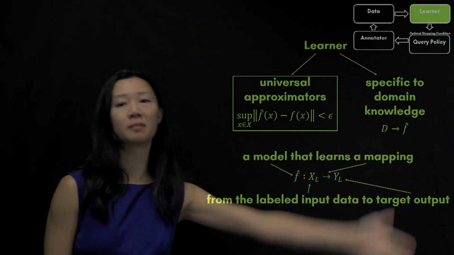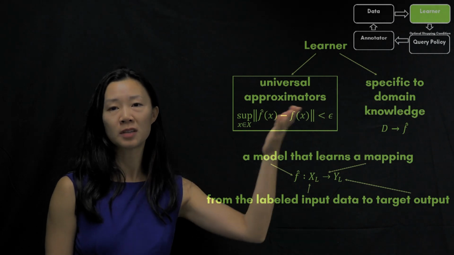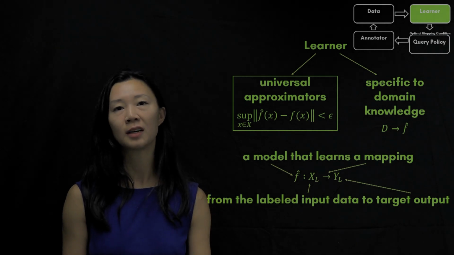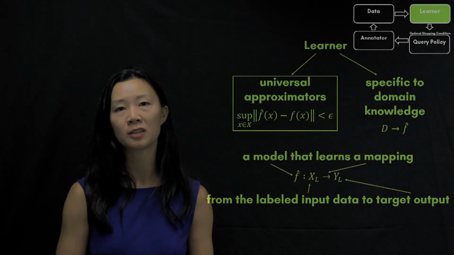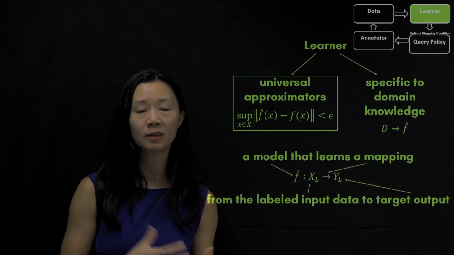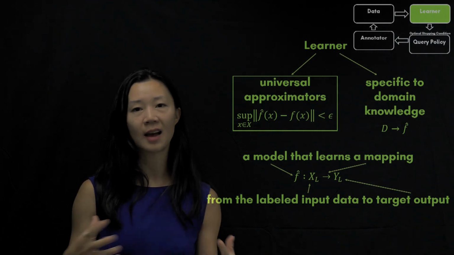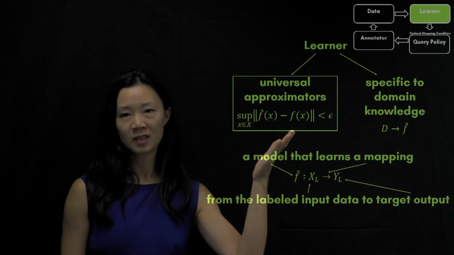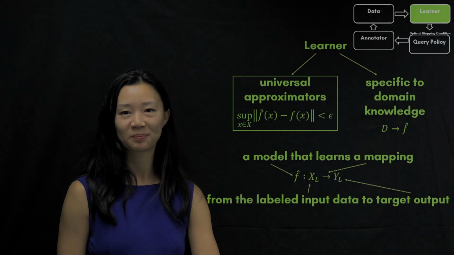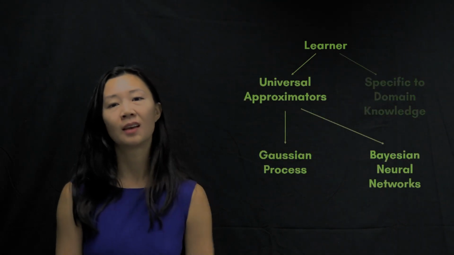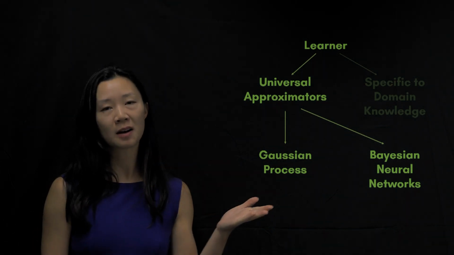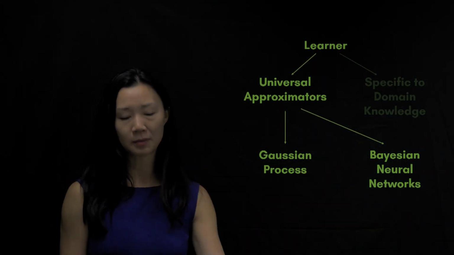You can, of course, choose something that is domain specific where you're using your data to inform an F-hat or a function approximation, such as if you have a physics equation like Navier-Stokes, and all you're trying to do is tune the parameters that populate your Navier-Stokes equation. That is totally fine too. But for this case, we are going to use models that are as data agnostic as possible. So, of these universal approximators, there are a couple flavors. We can talk about Gaussian processes and Bayesian neural networks.